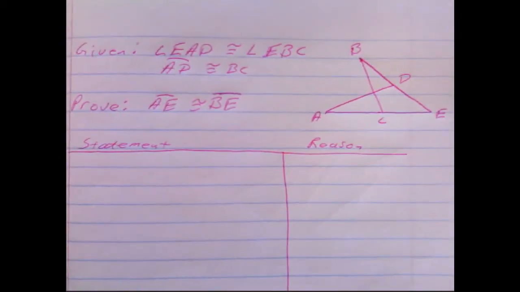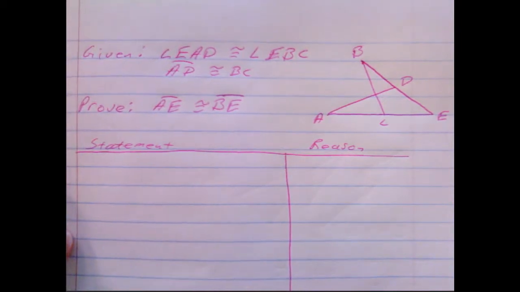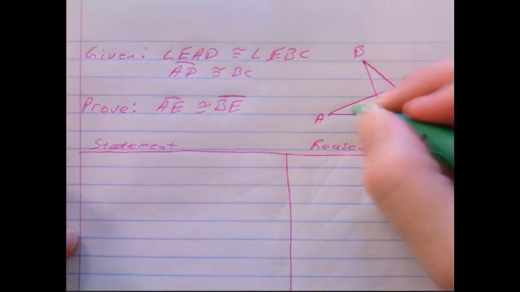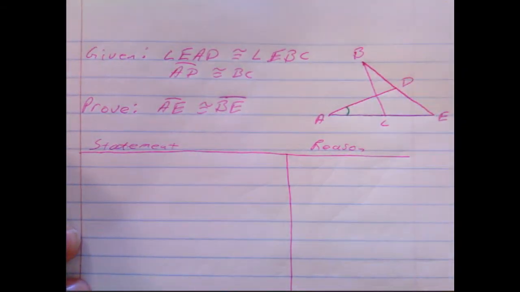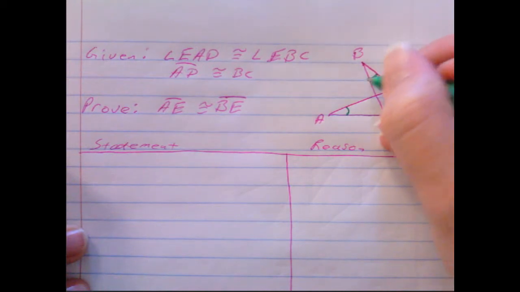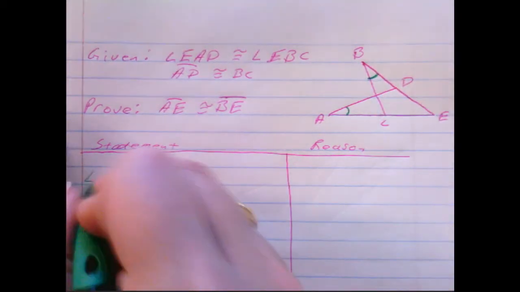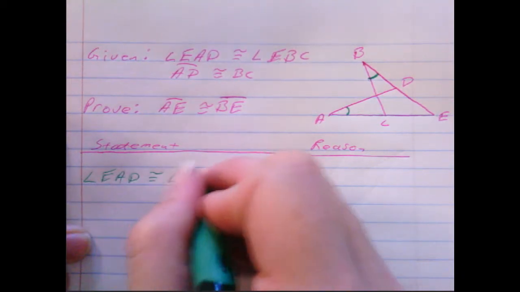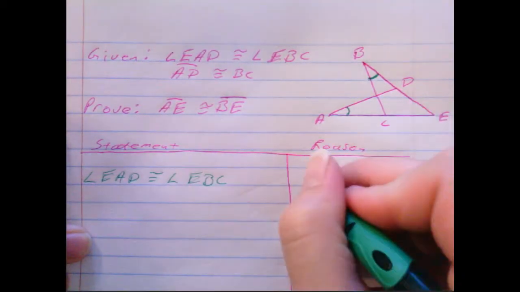Alright, so let's try another one. So here, we're looking at angle EAD. That's this angle right over here. I'm looking at the given. Is congruent to angle EBC. So EBC, that's this angle right up here. So I'm going to go ahead and write that down. I have angle EAD is congruent to angle EBC. And that's given.